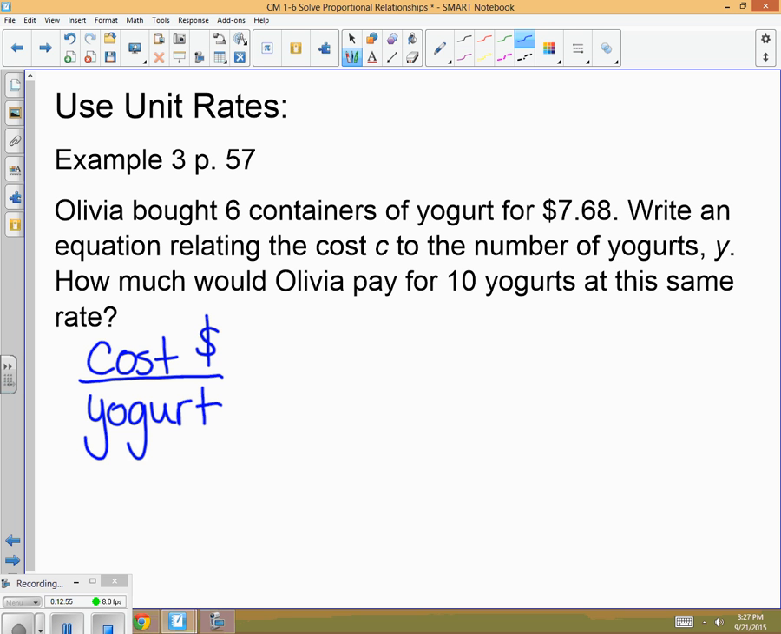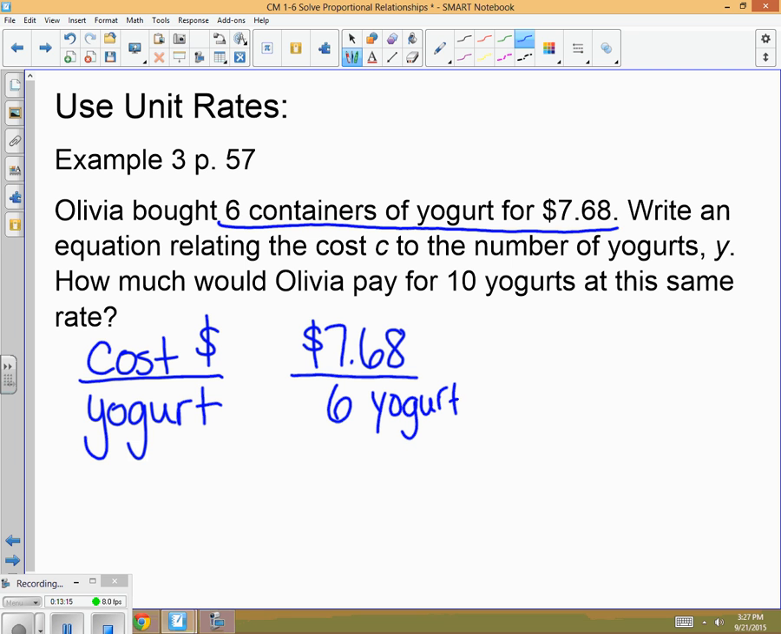Now, looking at the first bit of information, we have $7.68 for the cost, and that will give you 6 containers of yogurt. If you would like, you can underline the important information. That helps you keep organized. Now the question is asking us, how much would Olivia pay for 10 containers of yogurt at the same rate? Well, first of all, I want to figure out how much 10 containers would cost. That's what I'm trying to solve.